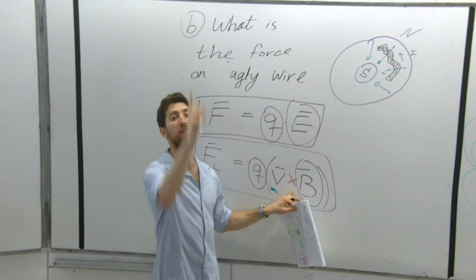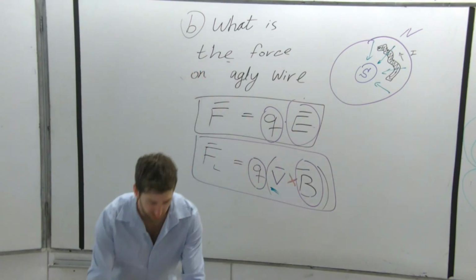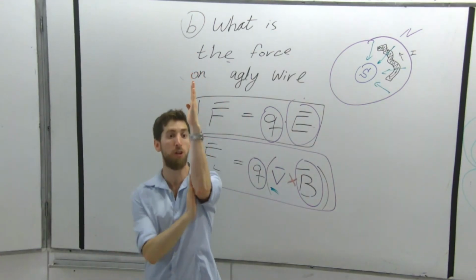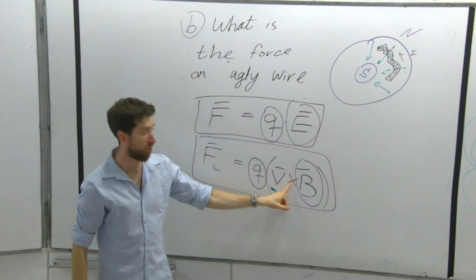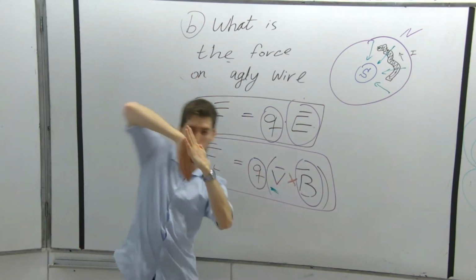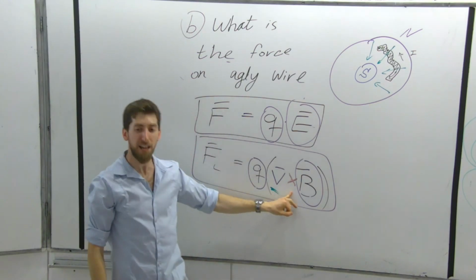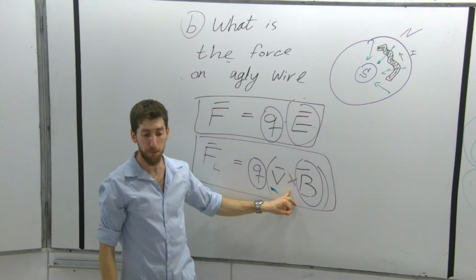Okay, if the magnetic field is going like this, and my velocity is also like this, the cross is going to be zero. Or if it's the other way around, because the sine here is going to be also zero.